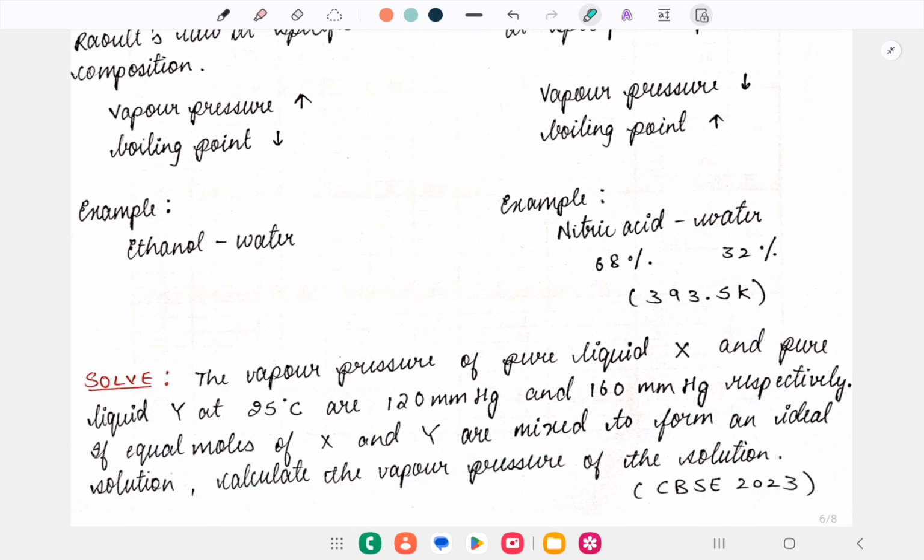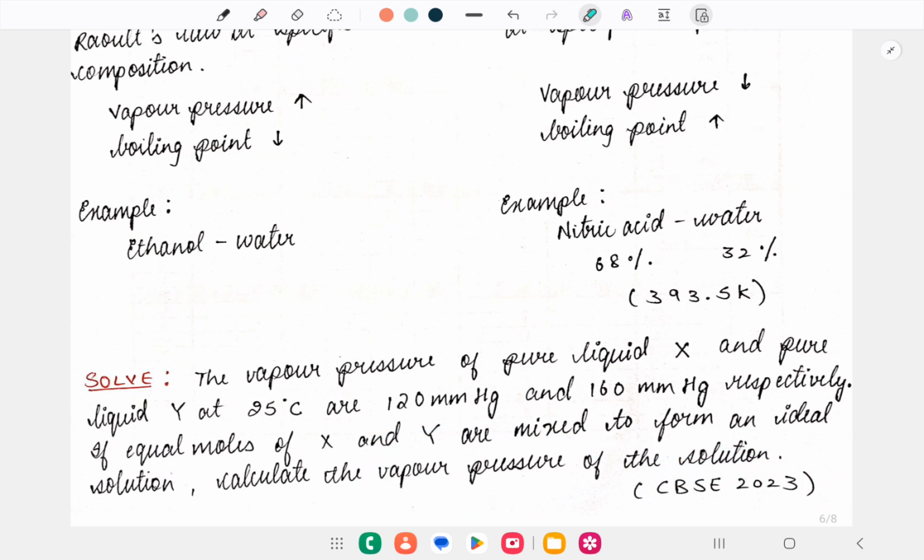Let us see the answer to this question. So what is the question? The vapor pressure of pure liquid X and that of pure liquid Y at 25 degrees Celsius are 120 mmHg and 160 mmHg respectively. If equal moles of X and Y are mixed to form an ideal solution, then calculate the vapor pressure of the solution. This is a CBSE 2023 question.